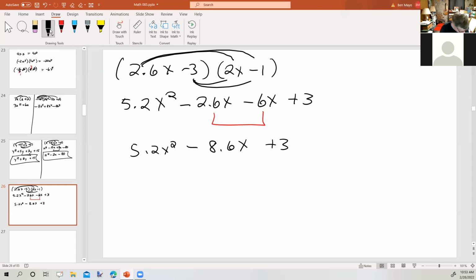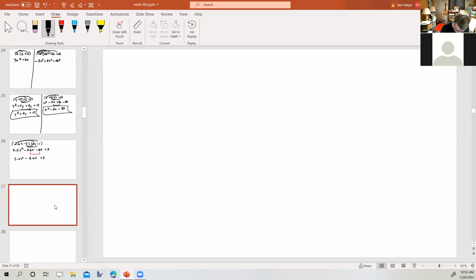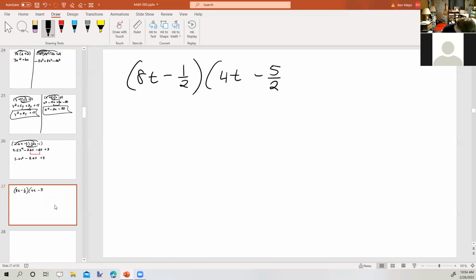All righty. Let's deal with some fractions. Oh, my favorite. Of course, just keep saying, fractions are my friend. Fractions are my friend. And maybe you start to believe. Okay, we've got 8t minus 1/2 times 4t minus 5/2.